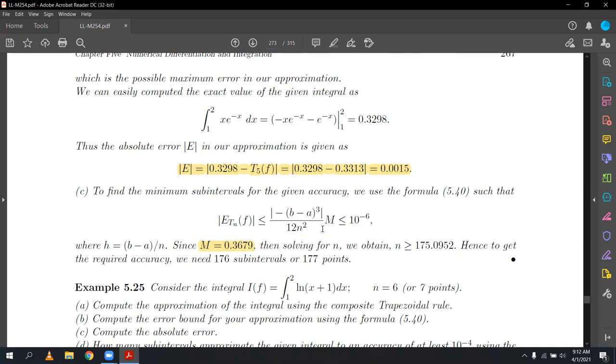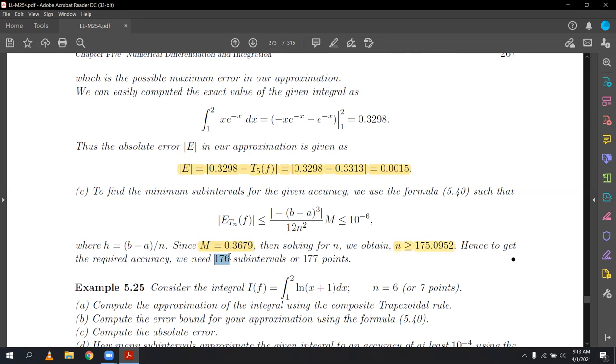If you know M is this, you know b is 2 and a is 1. So you simplify this one, take n squared to the other side, with 10 to the minus 6 in the denominator. Simplify, inshallah, and you will get n equal to what? 175.0. It means how many intervals?